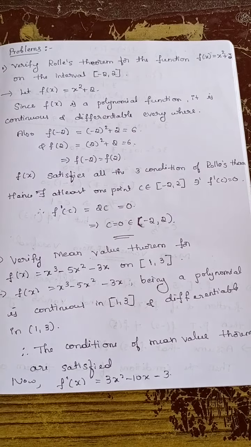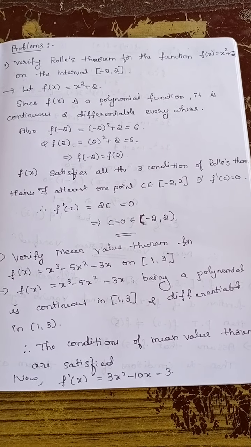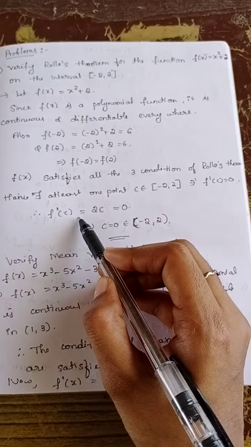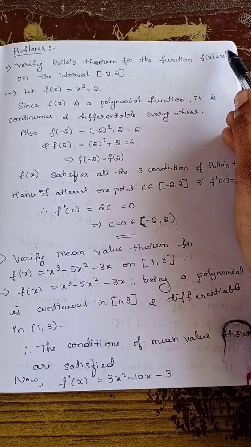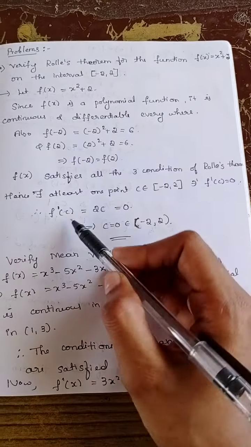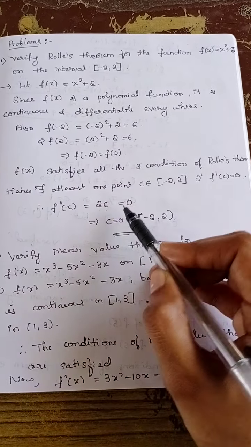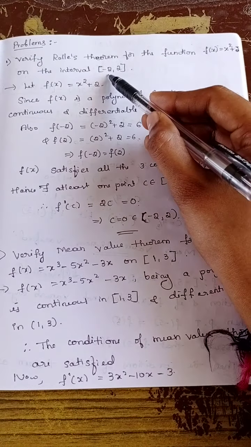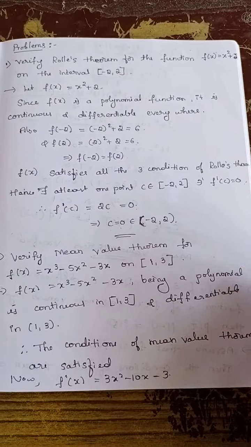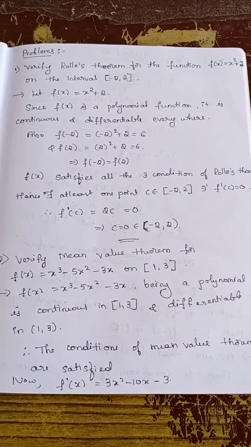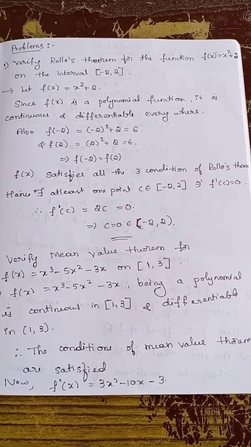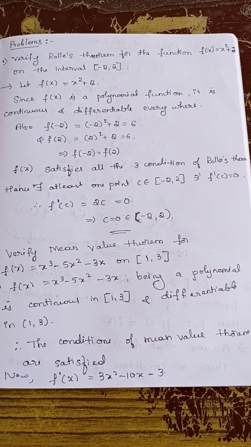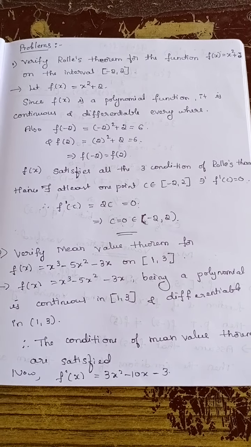Then there exists at least one point c in minus 2, 2 such that f dash of c is equal to 0. So f dash of x is 2x, and substituting x equal to c, 2c is equal to 0, so c equals 0. This c equal to 0 lies between minus 2 and 2. Therefore there exists at least one point 0 in minus 2, 2 such that f dash of 0 is equal to 0. Therefore Rolle's theorem holds.